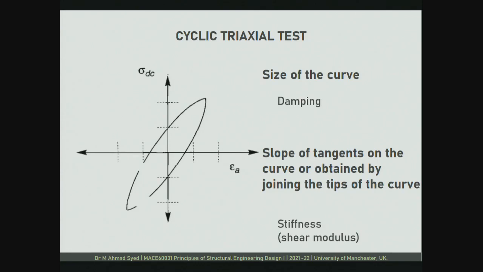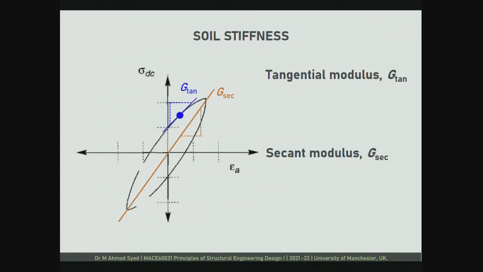Now coming to the soil stiffness, I can have two values of soil stiffness from here. One is tangential. At any point I can draw a tangent to this, and the slope of that will give me the tangential stiffness, G tan. Or if I join the ends of this hysteresis curve, then I will get a secant modulus, G sec. Okay?